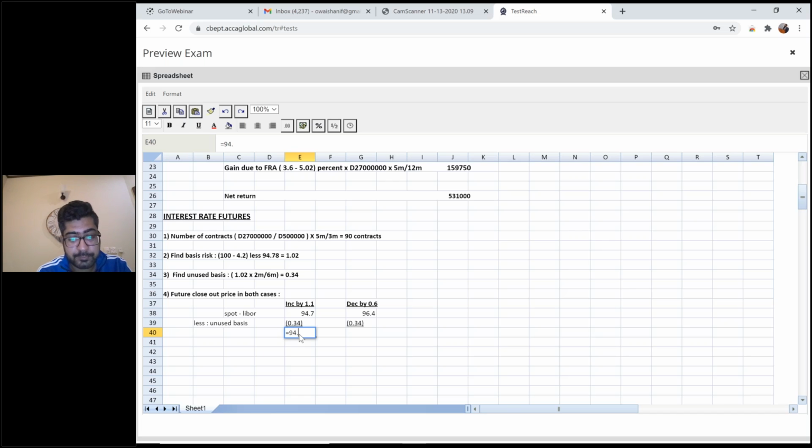94.36 and 96.06. So if interest rates are increasing and decreasing, you need to find the future closeout price in both cases. It's spot minus LIBOR, 100 minus 4.2, but increase by 1.1 means 5.3, decrease by 0.6 means 3.6. Less unused basis calculated above, you get the future closeout price in both cases. Okay, you can note these 4 steps and I can take any questions if you have.